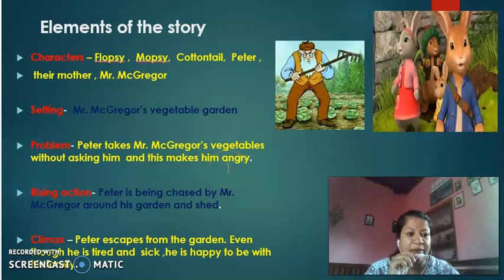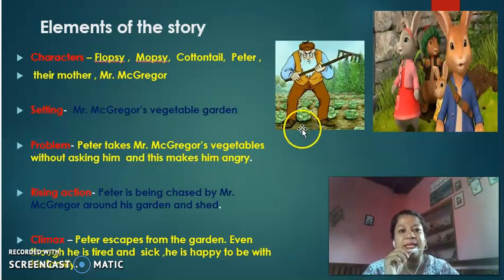Imagine that you have a beautiful garden full of fresh vegetables, and if a rabbit comes and starts eating up your vegetables, how would you like it? You would be angry, right? You would want to catch and do something to the rabbit. So the same way Mr. McGregor gets angry with Peter, okay, because Peter always goes to his garden and starts stealing all his vegetables.